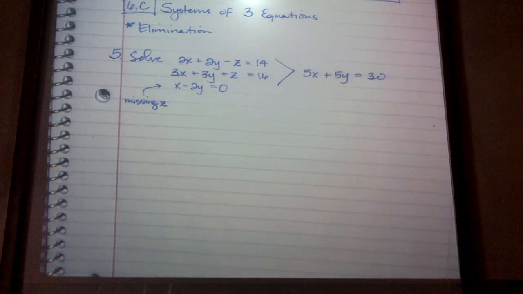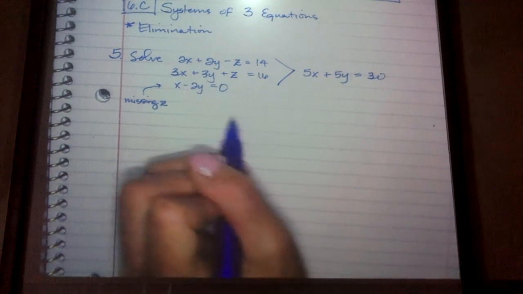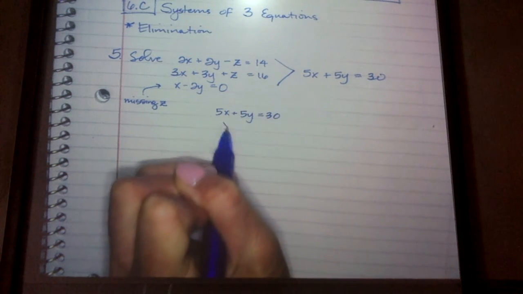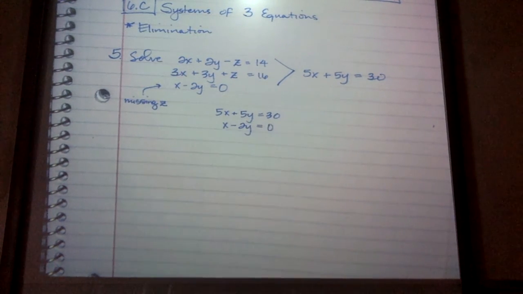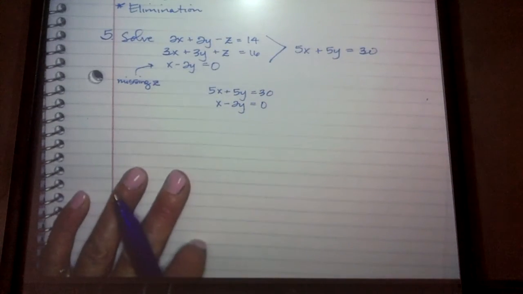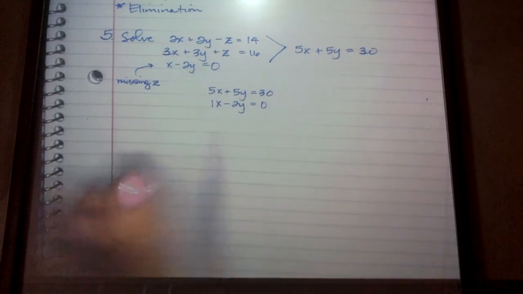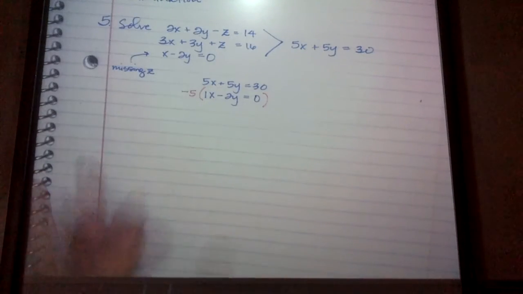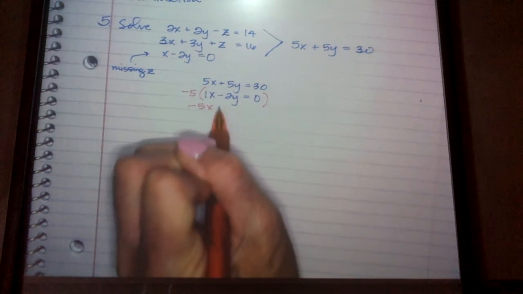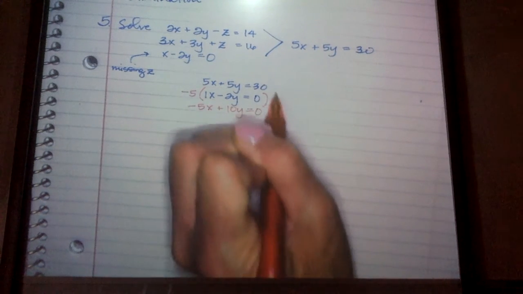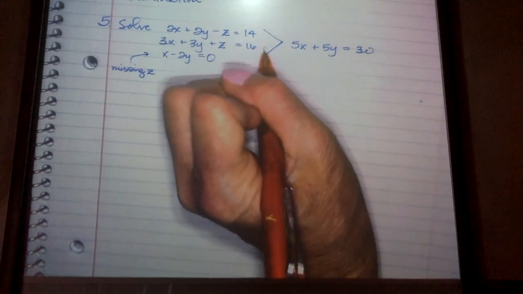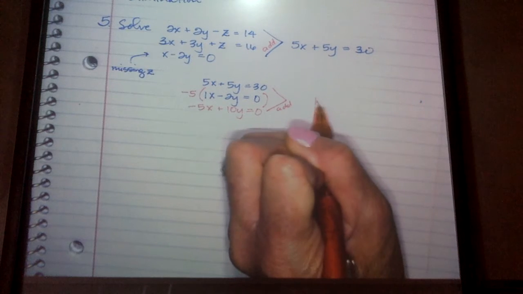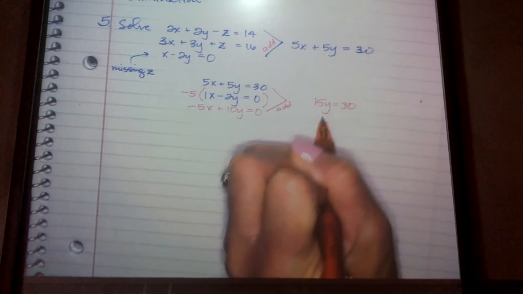Okay? So I'm going to rewrite what I have here. I have 5x plus 5y equals 30, and I have x minus 2y equals 0. The easiest way to go from there: there's an invisible 1 here, and I'm going to multiply this bottom one by a negative 5. And that gives me negative 5x plus 10y equals 0, and then I'm going to add these two together. So that gives me 15y equals 30, so y equals 2.